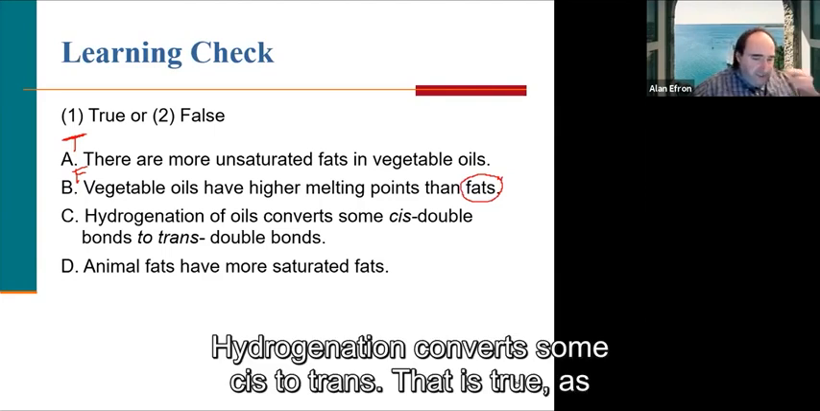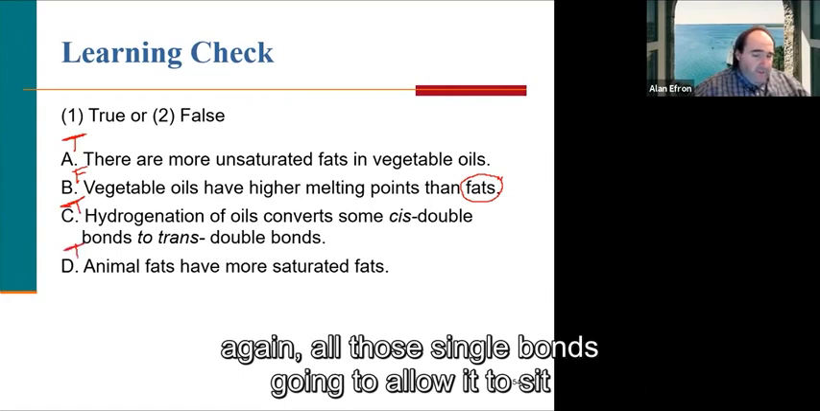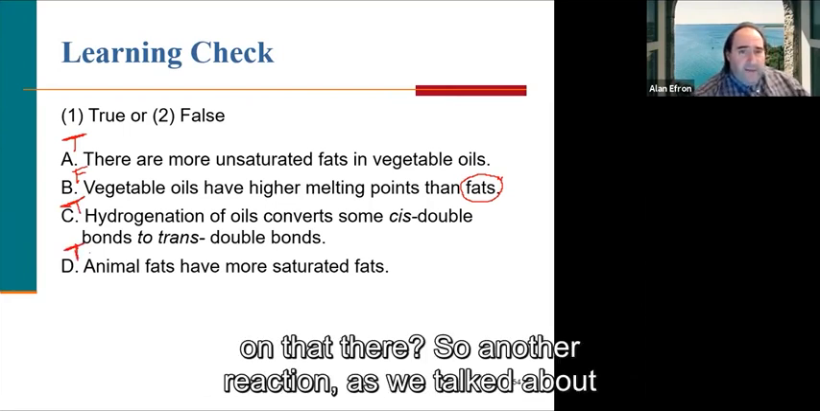Hydrogenation converts some cis to trans. That is true, as we just talked about. And animal fats have more saturated fat. Again, all those single bonds allow it to sit together and be more solid at room temperature. Any questions on that there?